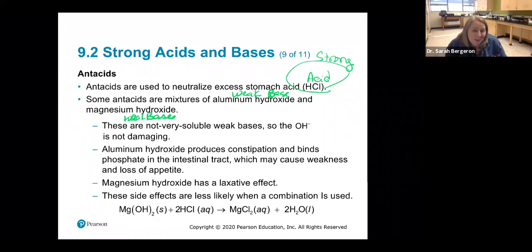And so alone, they're not so good because aluminum hydroxide will actually produce constipation. And it'll bind to phosphate inside of your intestinal tract, which is not so good. You don't feel so good. You feel weak. You don't feel hungry. And then magnesium hydroxide kind of has the opposite effect on the body, and it'll actually have a laxative effect. And so what we do is we mix the two. And so you have very, very minimal side effects when you mix the two. But what happens in this is that you're still neutralizing some of the stomach acid. You're not going to neutralize it all, but you're going to neutralize a portion of it.